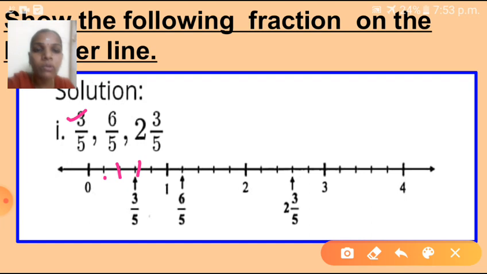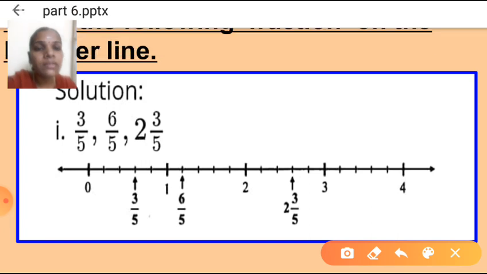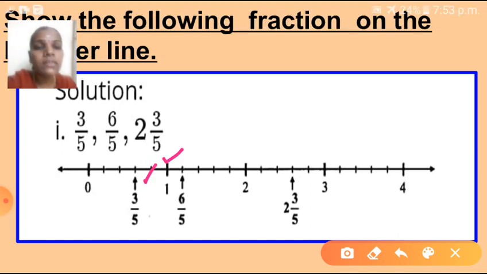3 upon 5, where we have to write? Yes, here. Okay, understood. Next fraction is what? 6 upon 5. So children, see here. This is 4 upon 5. This is 5 upon 5, that is 1.